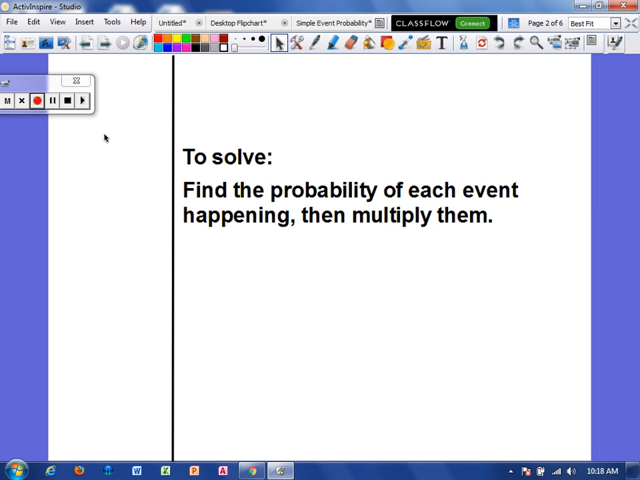So whenever we find compound probability, we find the probability of each event happening and then multiply them. So if there are two actions occurring, we should have two probabilities, and then we will multiply them together to get the final probability.